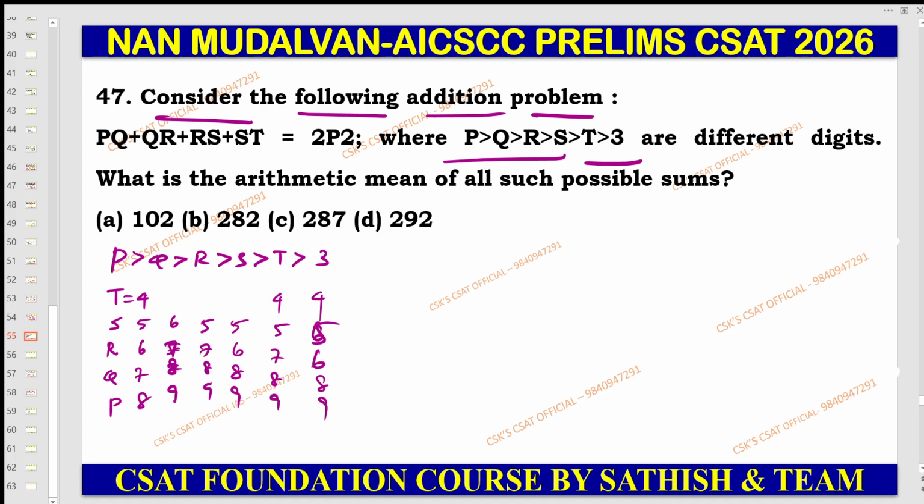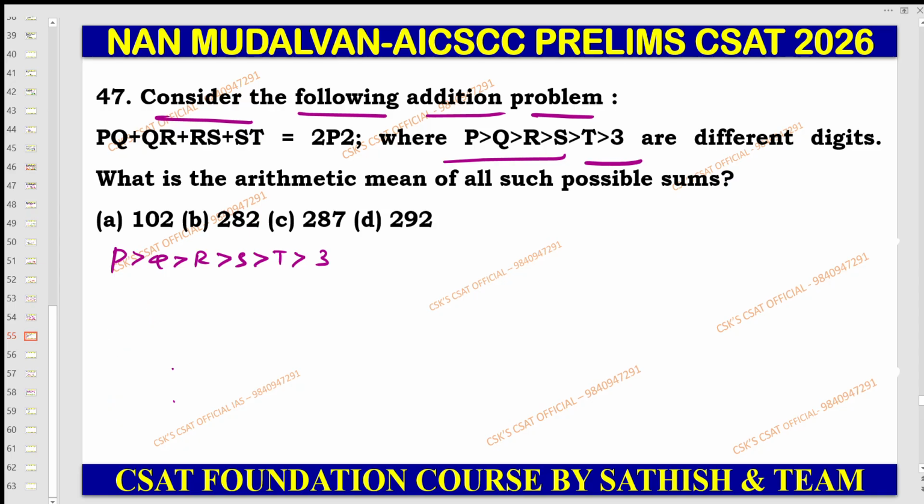See here, how many possibilities are there? It is time consuming. When you are using this kind of random values, the trial and error method gives you a lengthy process. In the examination, these things will not work. It will work, but you will not get the solution in a simple manner. Because what is the arithmetic mean of all such possible values? The question here is all such possible values. That is the thing you have to focus on.